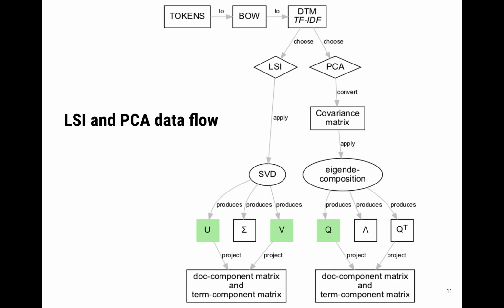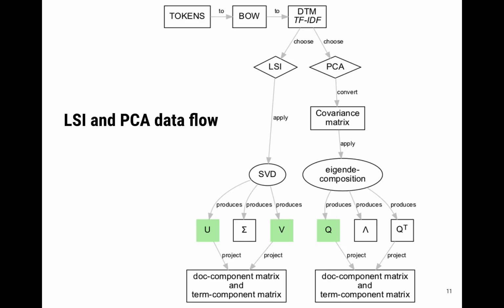And then once we have that, we have a choice. We can either take the LSI route, or we can take the PCA route. The LSI route takes that document term matrix and immediately applies singular value decomposition to it and produces these component matrices that we can then project back onto our data. In particular, what we're interested in looking at is that document component matrix, which is going to be a reduced version of our document term matrix.